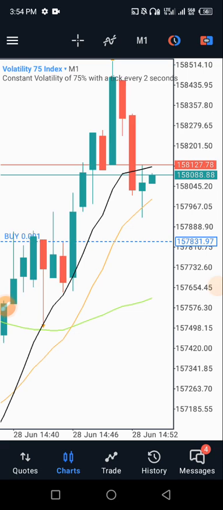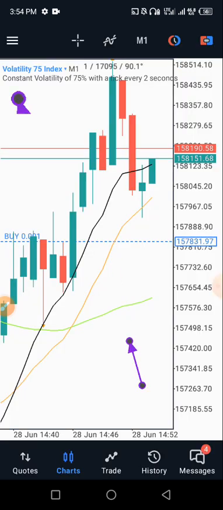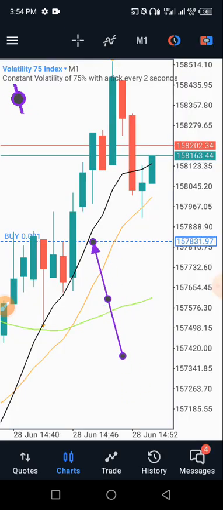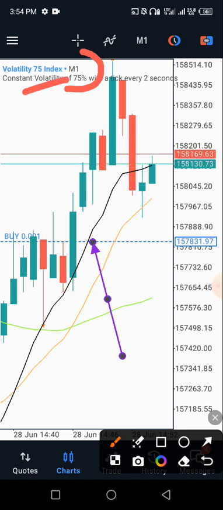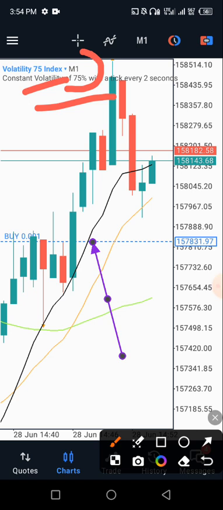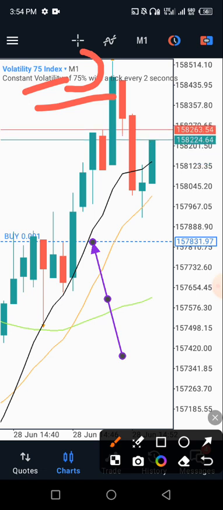Because this is a scalping strategy, we are definitely going to be increasing our lot size to make use of this strategy on the 1 minute time frame. As you can see, this is the Volatility 75 Index on the 1 minute time frame, and we are going to be learning how to make use of this sniper scalping strategy. Okay, we are going to be scalping with this strategy.